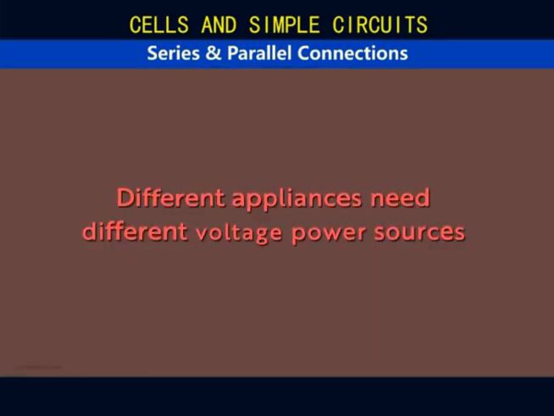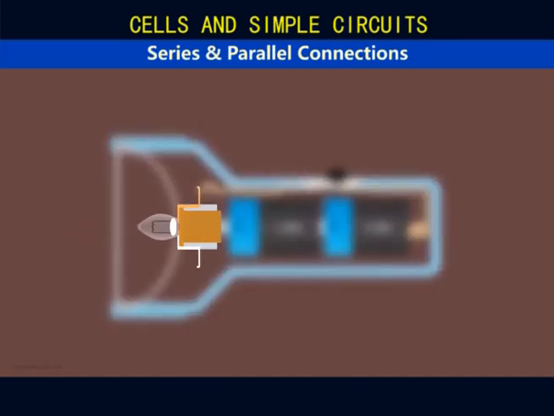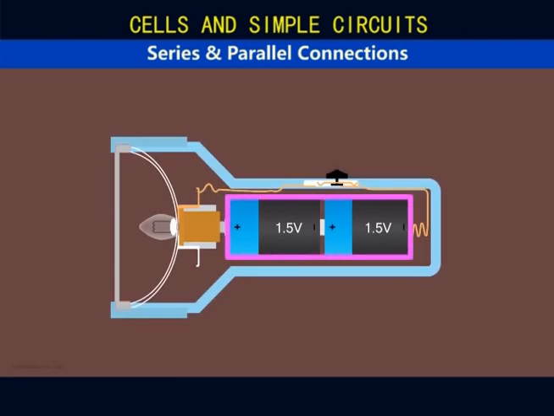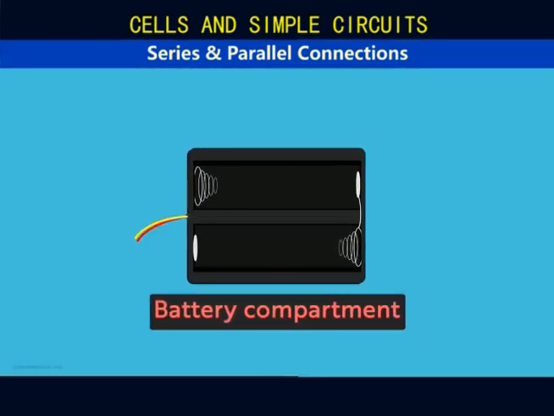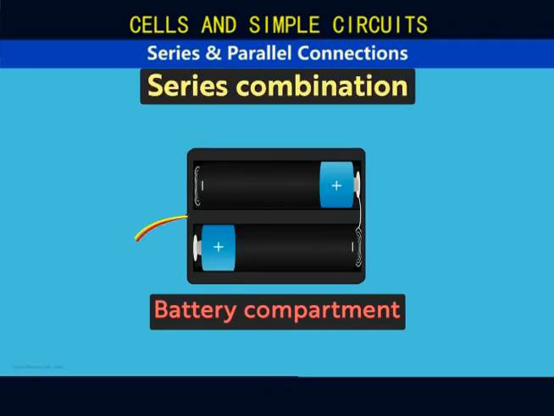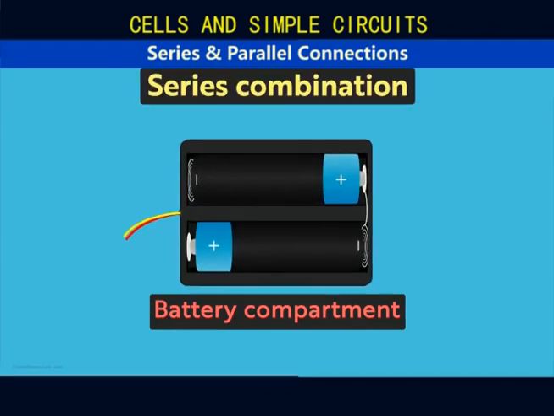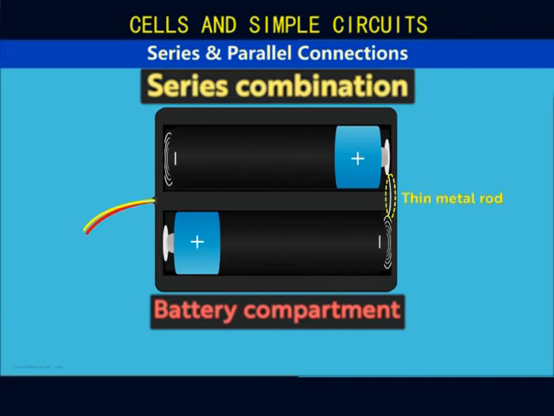No. We need to understand that different devices require different voltages to function. The torch bulb requires a 3 volts battery to light up. This is why we use a series combination of cells in a torch. Even battery compartments in devices are designed for series combinations. When the cells are connected, even though the terminals are not in direct contact, this wire links the positive and negative terminals.